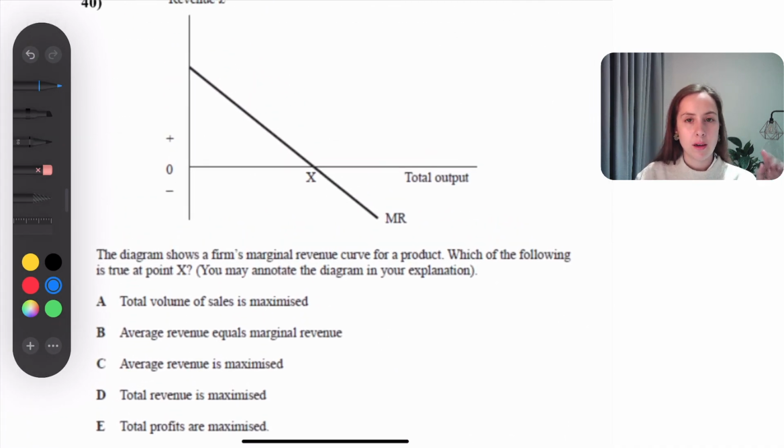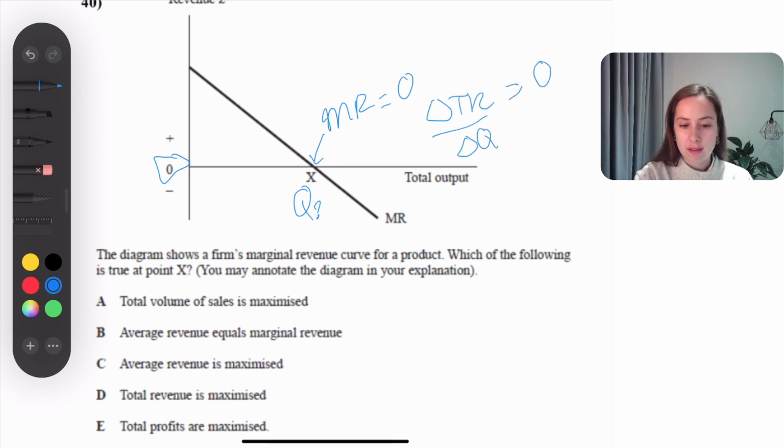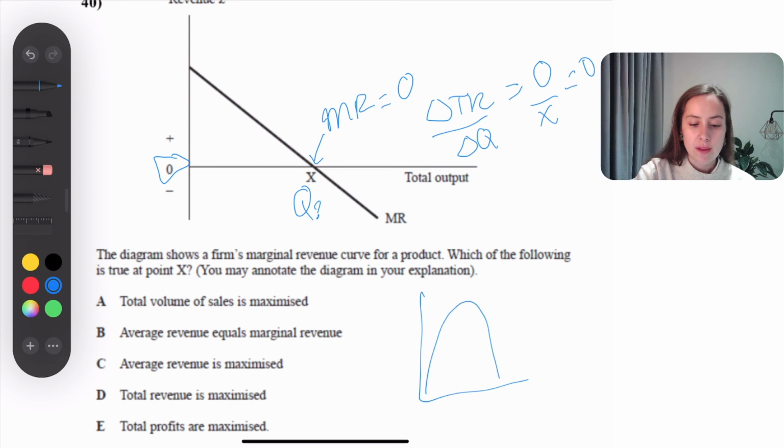Okay, so at point X, we have the MR, where the quantity is not 0. The quantity is something, but the value of the MR is 0. So here your MR is 0, that means your change in your revenue divided by your change in your quantity is 0. So your revenue isn't changing. So in other words, we're dealing with the maximum point, where your revenue here at the top is flat, not changing. Total revenue is maximized.